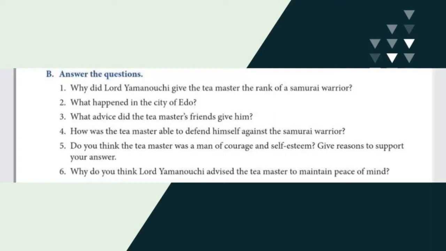And the last one is, why do you think Lord Yamanouchi advised the tea master to maintain peace of mind? We know very well that at the beginning of the story we said that Lord Yamanouchi was wise. He was an intelligent and respectable person in the emperor's court. You know very well that if a person has confidence and courage, he can face the problems.